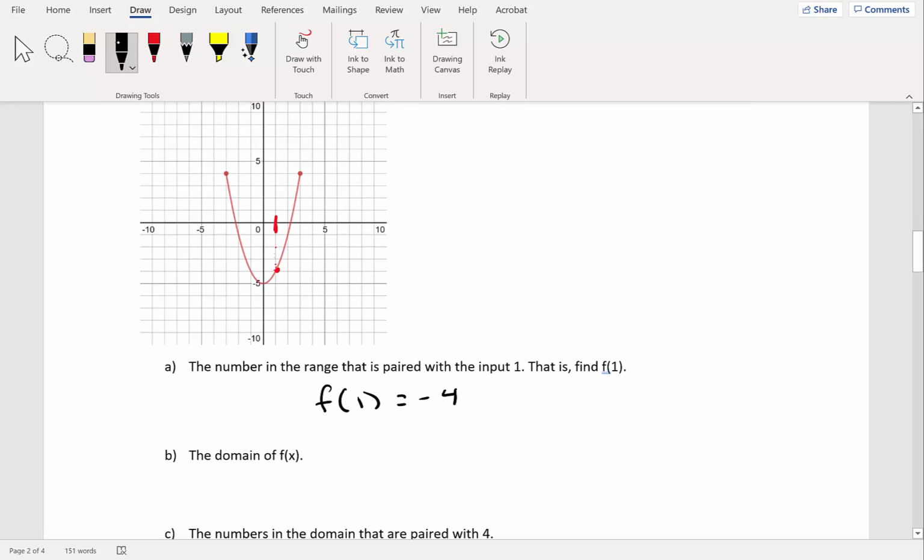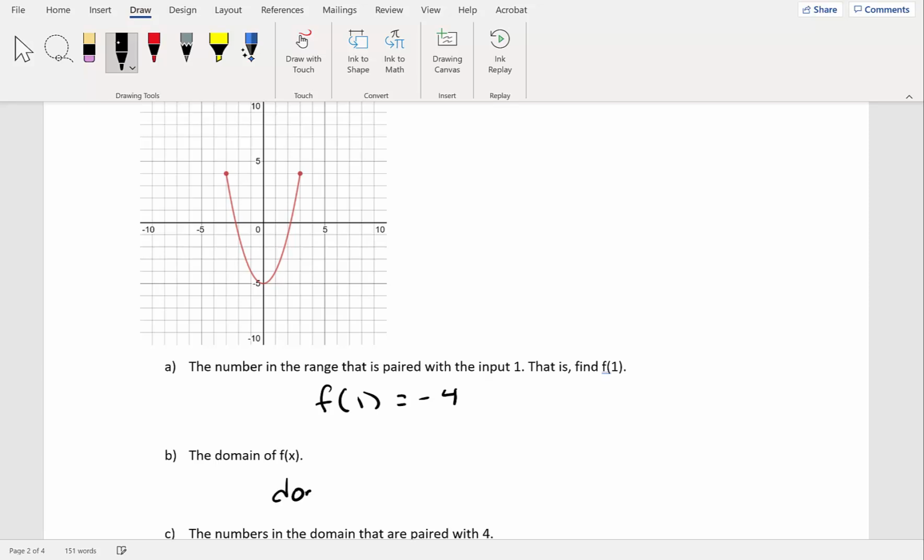Part B, find the domain of f of x. Now, what makes this graph different from the one that we saw above? The one above was just a bunch of points. They weren't connected with a line. Now, if you take a look at this particular problem, this time we have the graph, it's connected. We have this whole line right here that's connecting these 2 points.